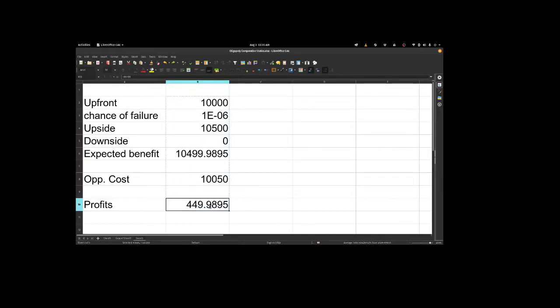If Carl is correct, our economic profit is $450. That's correct.